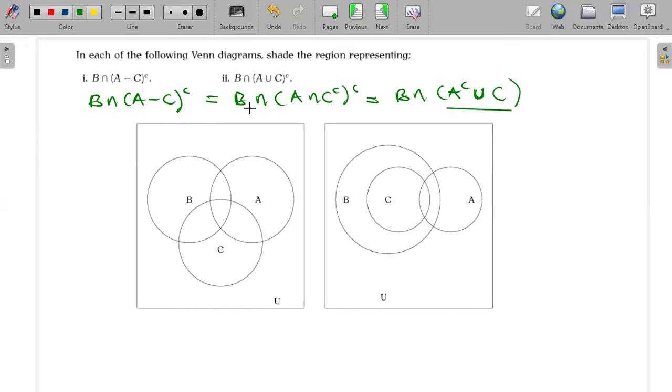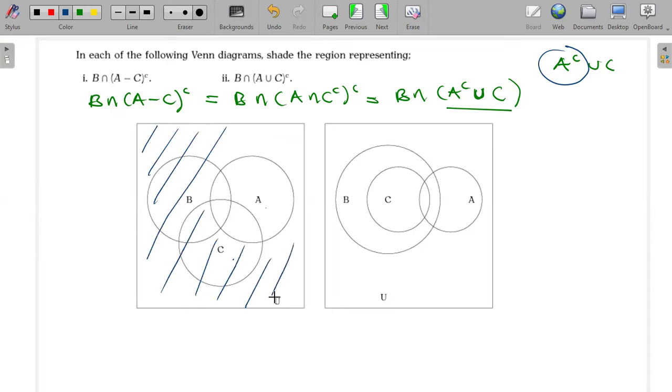So we can first handle this part. What is A complement union C? A complement union C. So in this first diagram here, you have A and C there. The complement of A is going to be everything that is outside A. So this will be like this. That there is going to be my A complement.